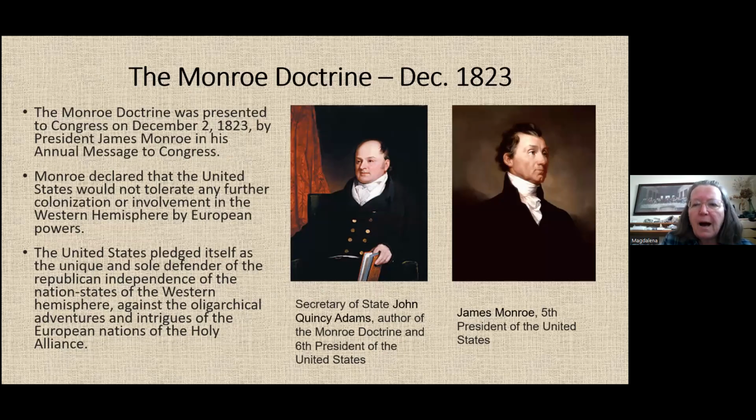by European powers. The United States pledged itself as the unique and sole defender of the Republican independence of the nation-states of the Western Hemisphere against the oligarchical adventures and intrigues of the European nations of the Holy Alliance. The Holy Alliance being the empires in Europe.